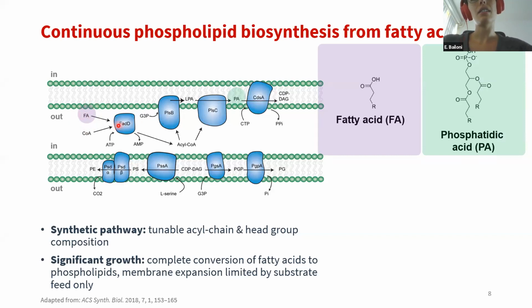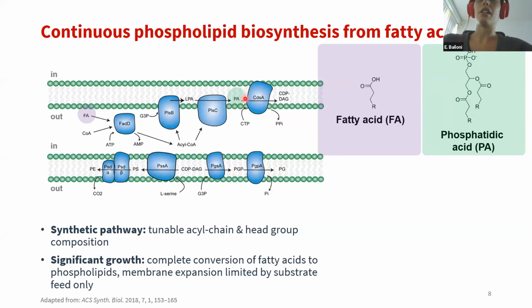It activates it by means of ATP into an acyl-CoA active unit that is then attached to the head group glycerol 3-phosphate. And when two acyl chains are attached, phosphatidic acid is formed. This is the simplest form of a phospholipid that doesn't have any functionalization on the head group.